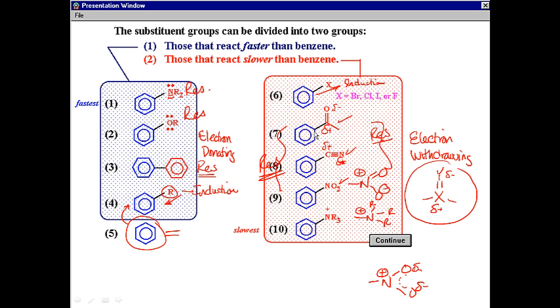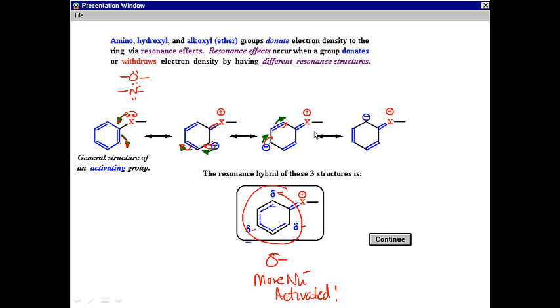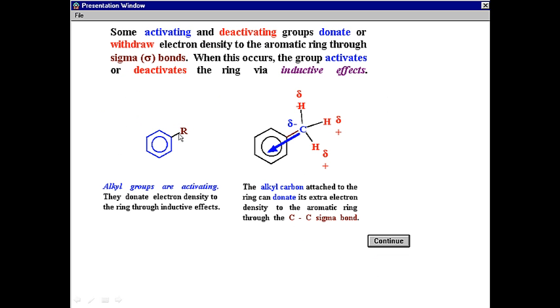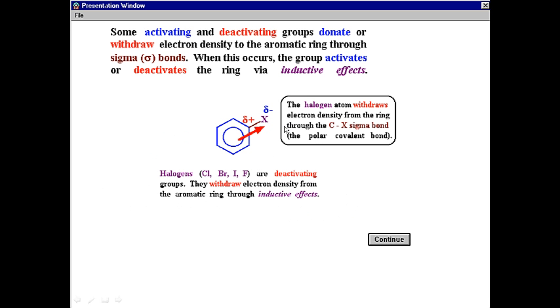Okay, would I ask you to draw these resonance structures? Maybe on a take-home quiz. Well, maybe on an exam too. But maybe on the third exam, not the second one. Okay, so here's my three resonance structures for a generic deactivating group. As we've seen, alkyl groups activate by pushing, by induction, and halogens deactivate by induction withdrawal.